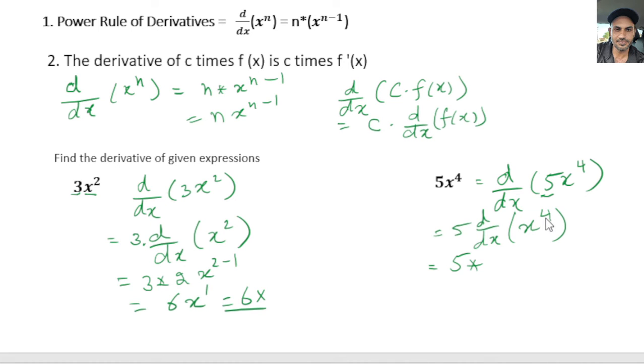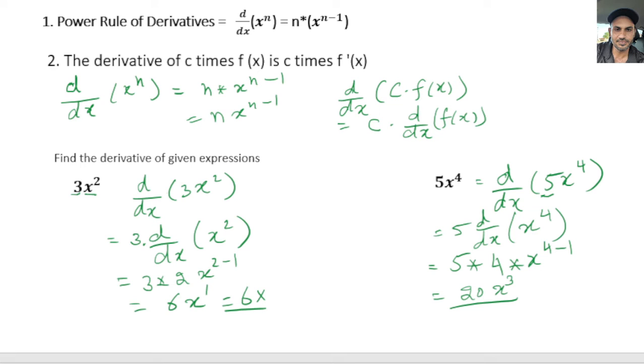The degree of the polynomial becomes a coefficient, which is 4 times x to the 4 minus 1. We just subtract 1 from the exponent, and then we have 5 times 4 is 20, and x to the 4 minus 1 is x to the 3. So this is your final answer when you take the derivative of this function using the power rule of the derivatives.